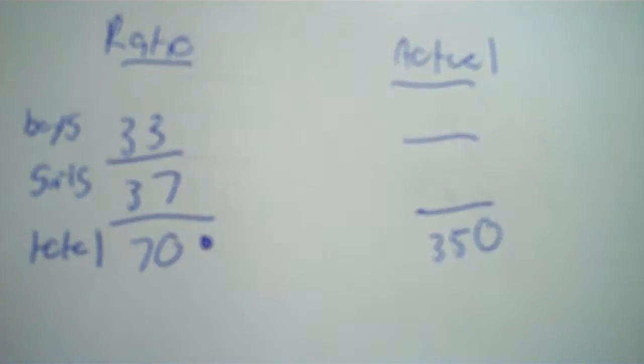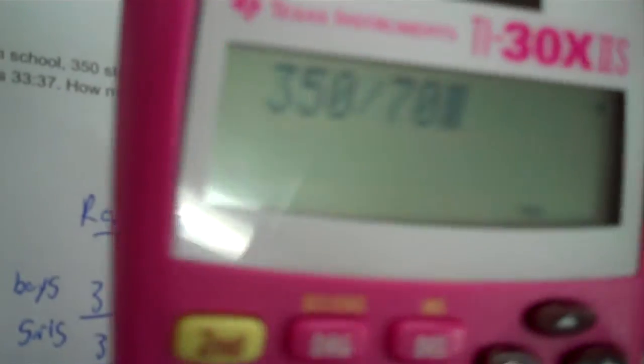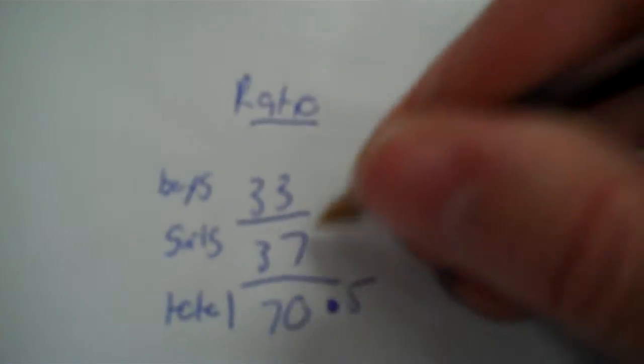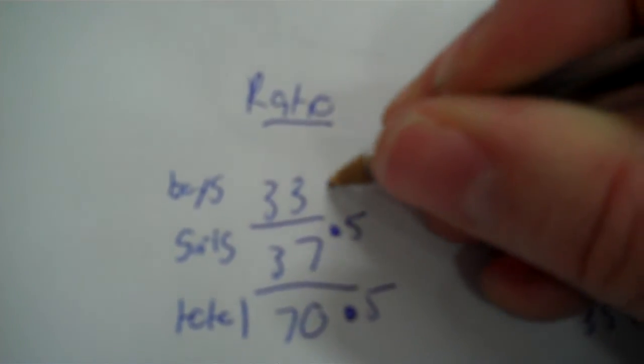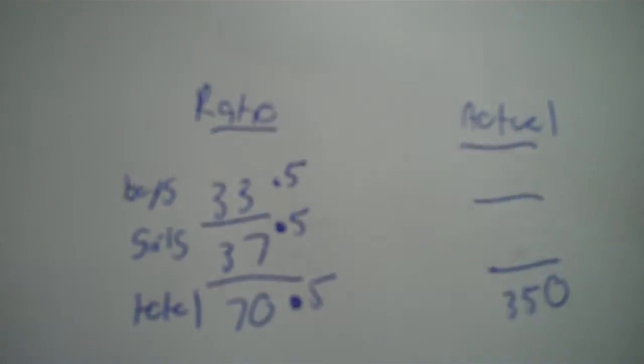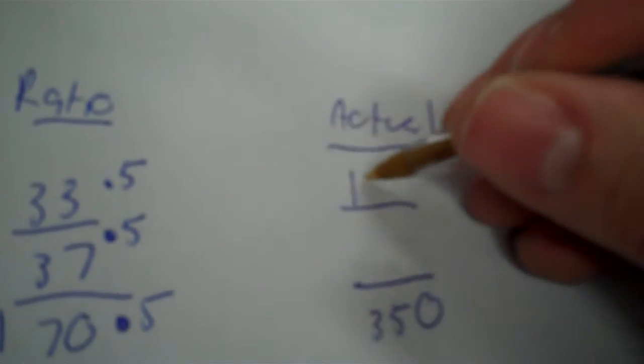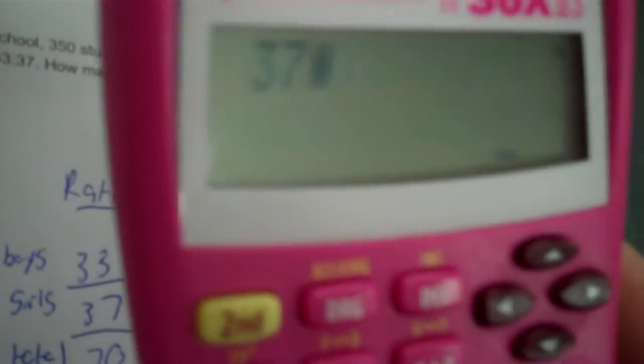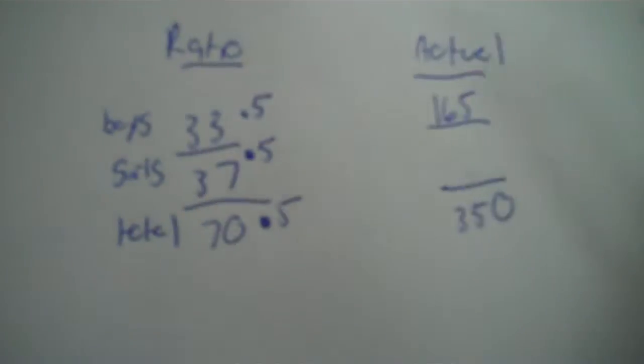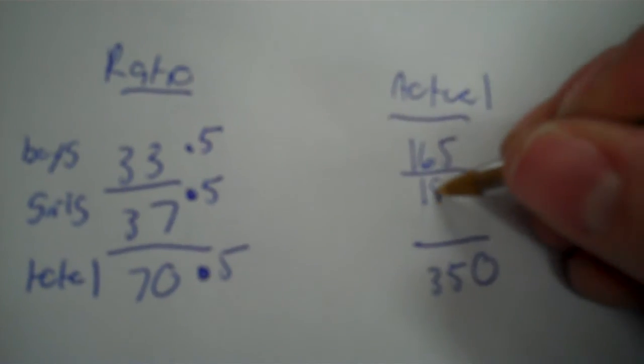So 70 times what's 350? Well, just take 350 divided by 70 and you'll know it's 5. Well, that means then these numbers here have to be multiplied by 5 as well. Okay. So 33 times 5 is 165, so there's 165 boys. And then 37 times 5 is 185, so the girls would be 185. That's how you get to your 2 answers.